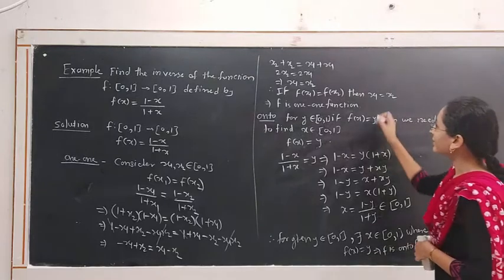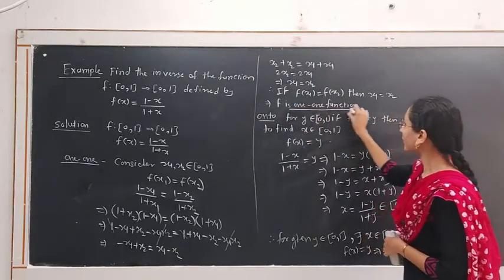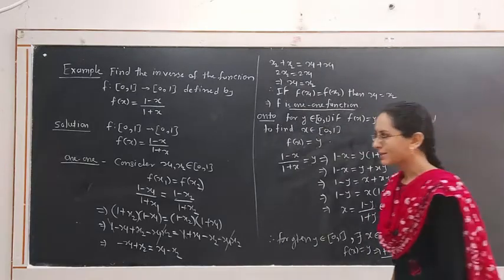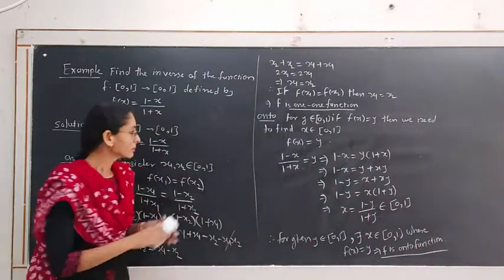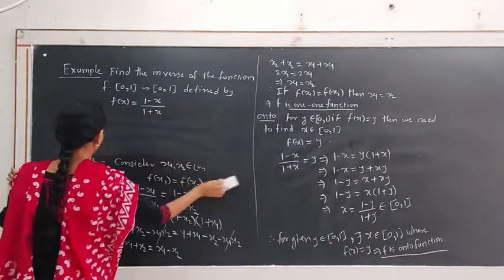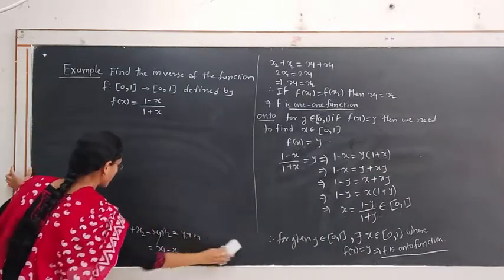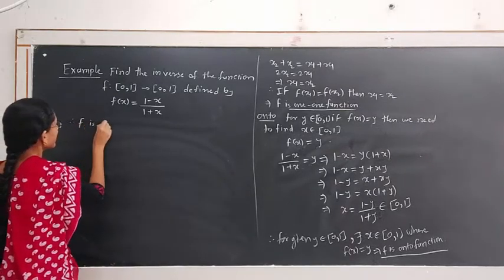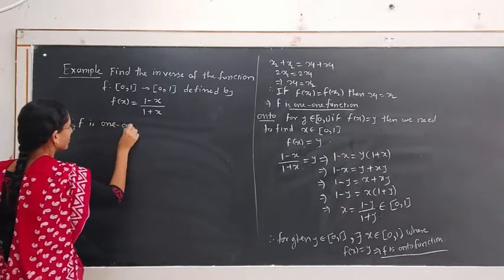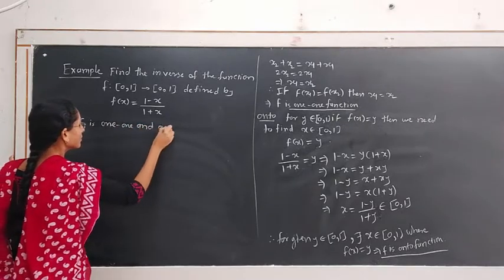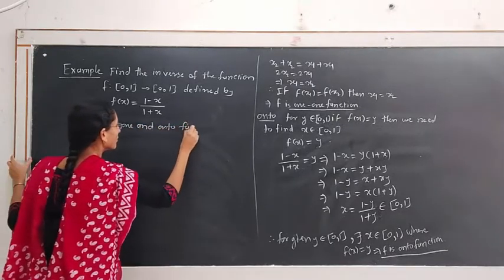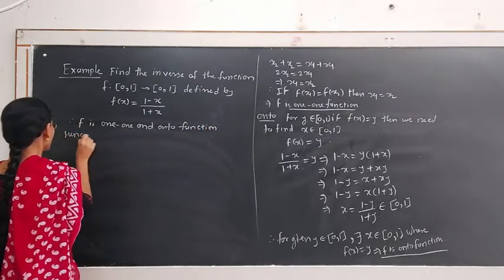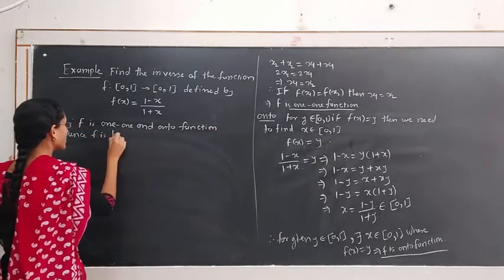Hence, f is a one-one function. Also, f is an onto function. Therefore, f is a bijective function. Therefore, f is one-one and onto. Hence, f is a bijective function.